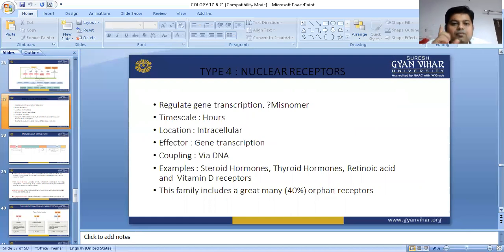Again, we can say they are nuclear receptors. Intracellular receptors are of two types: nuclear receptor and cytoplasmic receptor. In cytoplasmic receptors, we can say steroidal hormone, vitamin D receptors, and retinoic receptors. And an example of a nuclear receptor is thyroid hormone. The family includes a great many, 40% of them orphan receptors. Orphan receptors are receptors for which drugs are used in very rare cases.